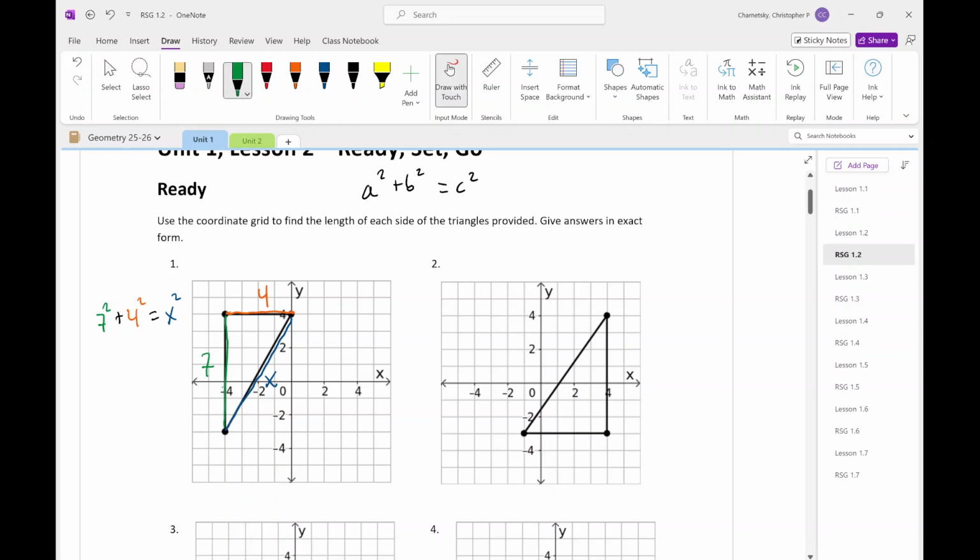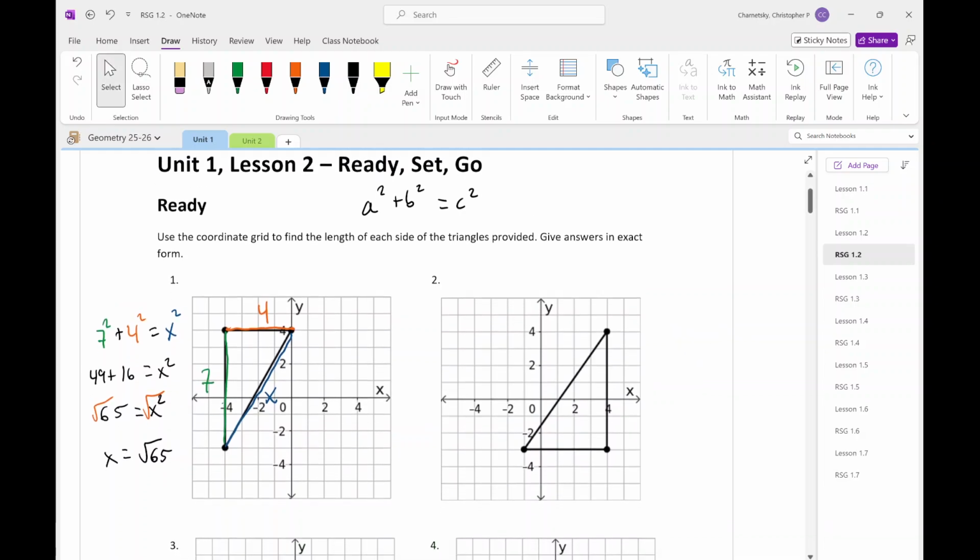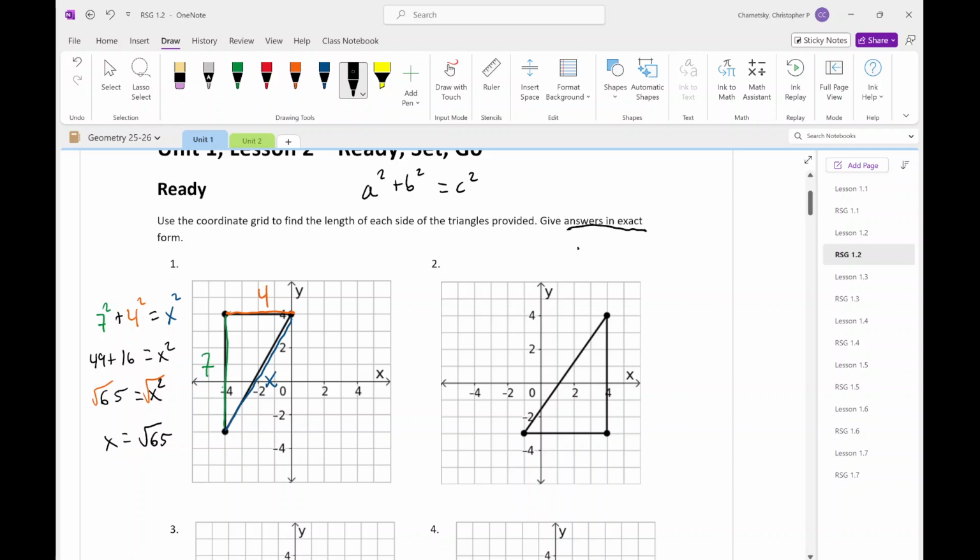Now 7 squared is 49. 4 squared is 16. And then when we add those together, that gives us 65. Take the square root of both sides. And we get our answer as x is equal to the square root of 65, which we're going to leave. We're not going to approximate that because it says give the answers in exact form, which means leave it as a radical.